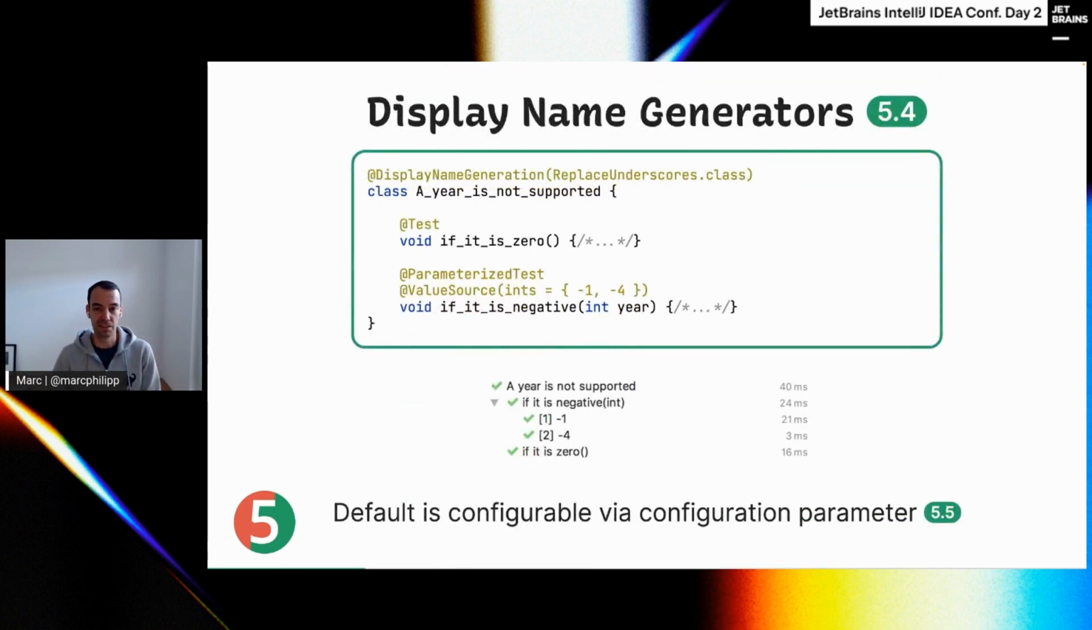And display names, you can also take that a step further. There's an extensible API that also lets you generate display names. In this example, we used the built-in replace underscores display name generator. That would generate a tree of tests in your IDE that would look something like this below, right? This one simply replaces underscores with spaces, but you can write your own display name generator that takes a look at other annotations or whatever. You can also configure a default for all your tests via a configuration parameter that you can put in a properties file, or you can specify it via system property.